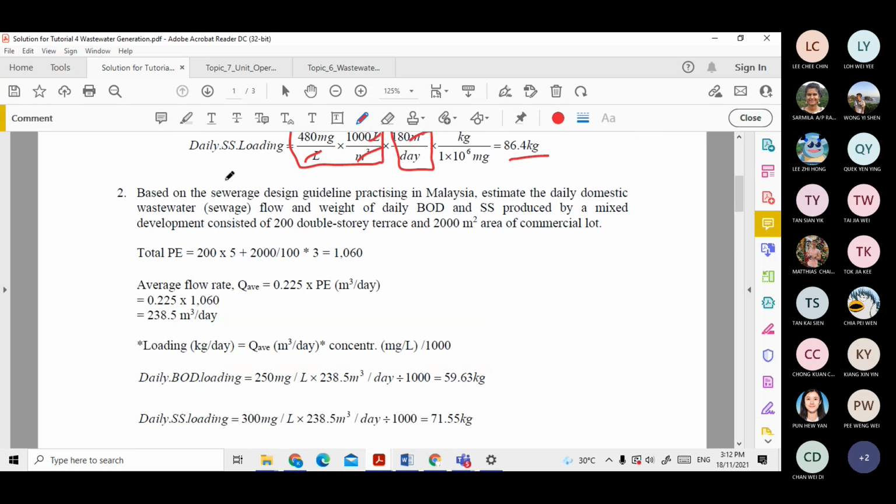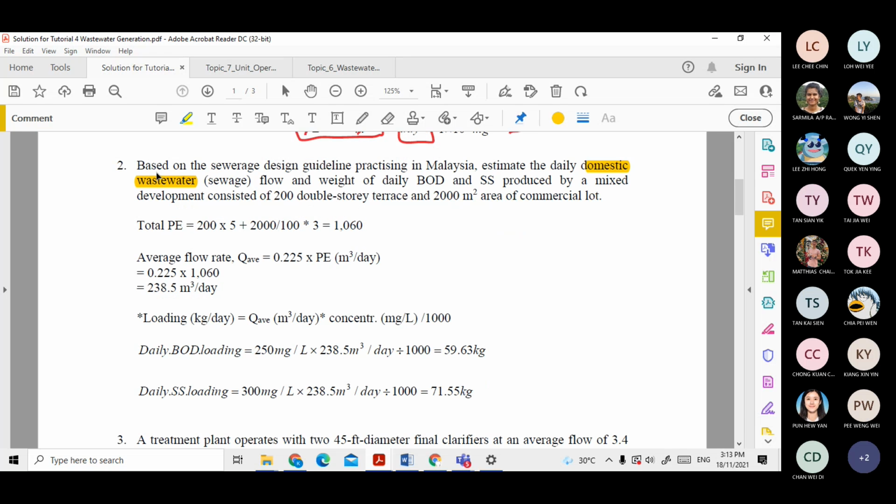Question 2 is similar to question 1, but this is for the domestic wastewater. The domestic wastewater is the wastewater that is produced from the residential area. So the wastewater can be considered cleaner, less toxic, less pollutant, compared to the industrial wastewater, because this is from the residential area, the shop. It's not from a factory. It's not based on the manufacturing process.